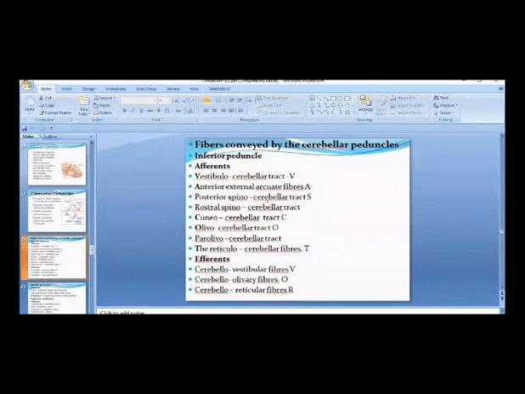These are the afferent and efferent fibers which are passing through the inferior cerebellar peduncle. Afferent means coming toward the cerebellum. So: vestibulocerebellar, anterior external arcuate fiber, posterior spinocerebellar tract, rostral spinocerebellar tract, cuneocerebellar tract, olivocerebellar tract. Olivo and paraolivary, you can combine this. And the reticulocerebellar fibers.